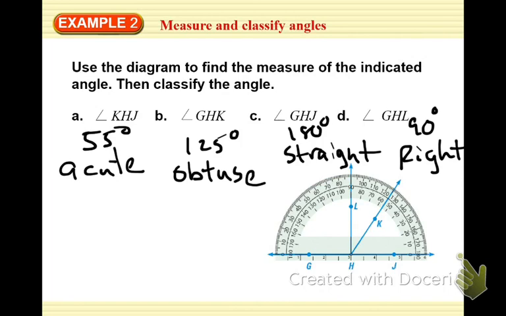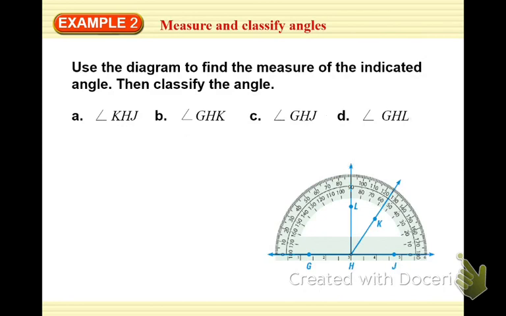If I wanted to measure LHK, I'm going to take the straight line on the protractor and make it lie on one of the sides of the angle. So you might have to turn the paper or the protractor, but yeah, should be good. Okay? Any questions, issues there? Okay.